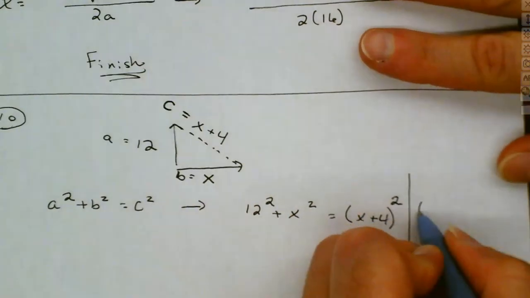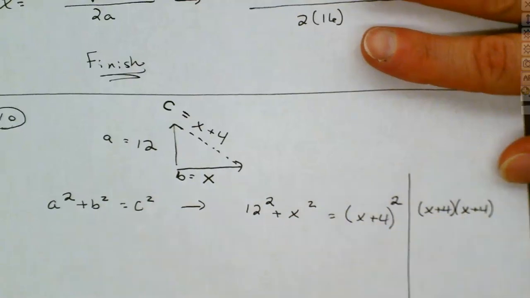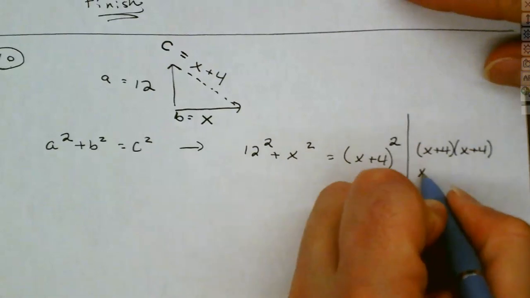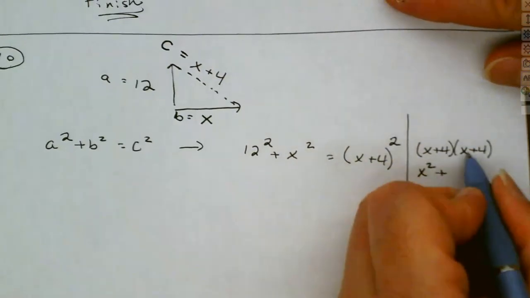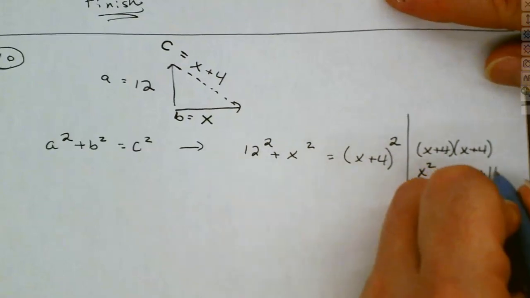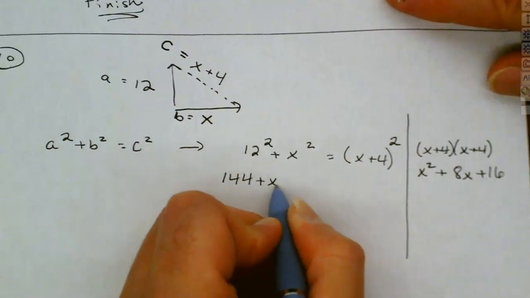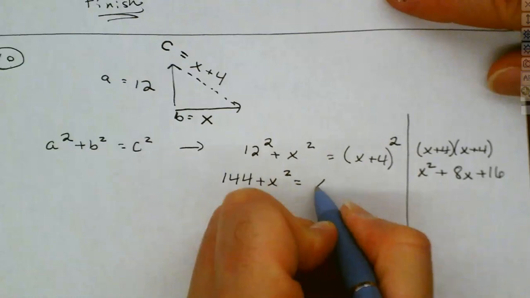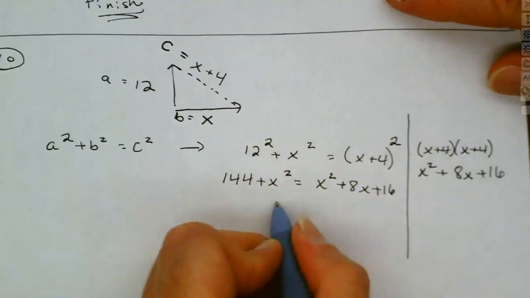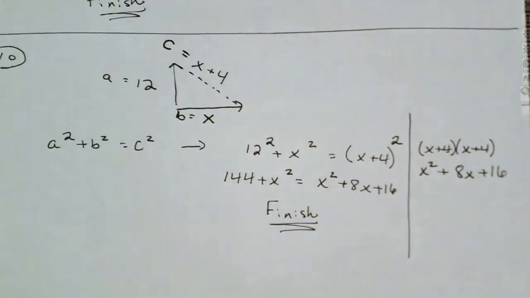So over to the side, we've got x plus 4 and x plus 4. So those are going to get multiplied together, FOILed out, and that's x squared, 4x and another 4x makes it 8x. And 4 and 4 leaves you then with a 16. 12 squared is 144. And I think you can finish it from here.